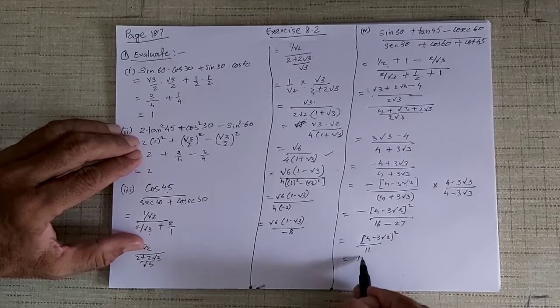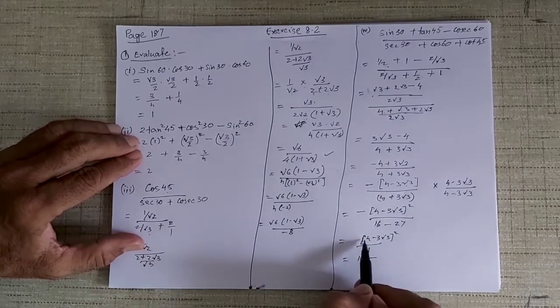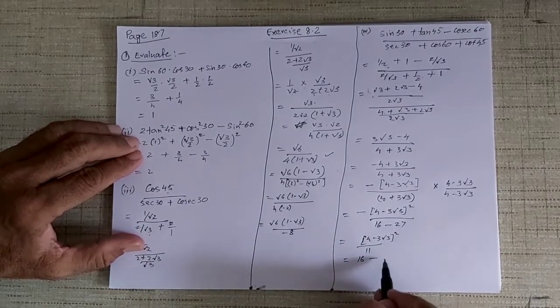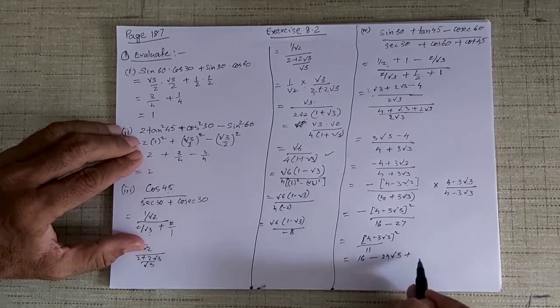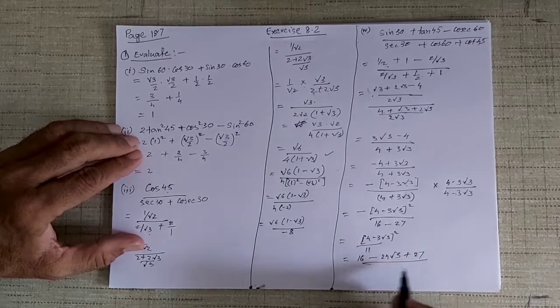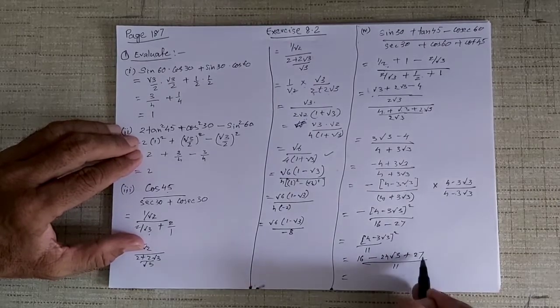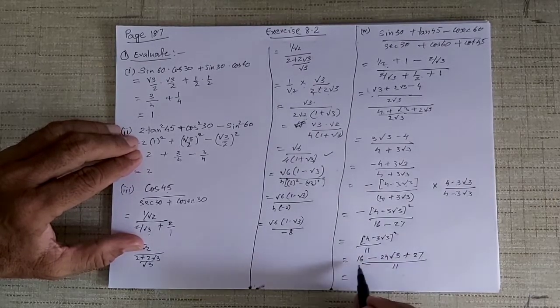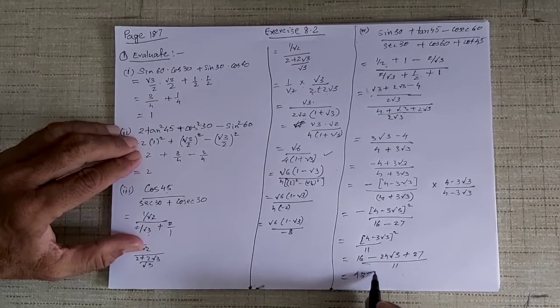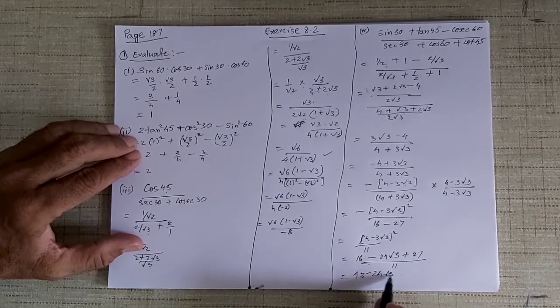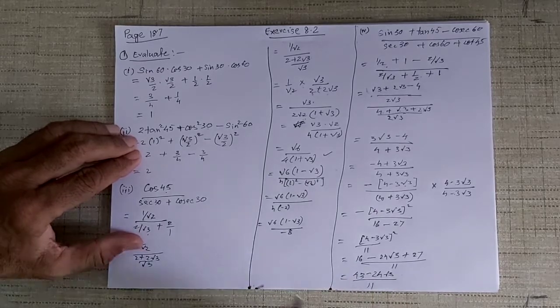Now again 4 4s are 16. Okay, 4 2s are 8, 8 3s are 24, 24 root 3, and then 3 3s are 9, 9 3s are 27 upon 11. Okay, 16 plus 27 is 43. 43 minus 24 root 3 upon 11.